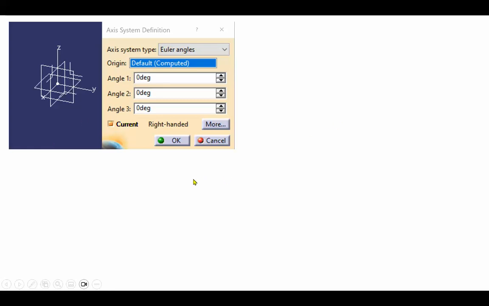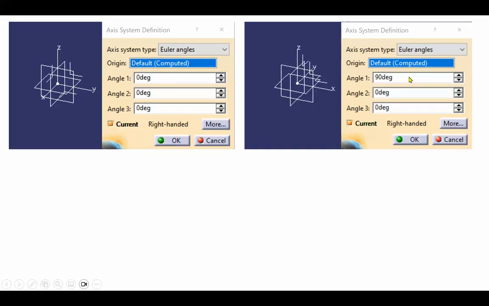Suppose I put 90 degrees for angle 1. What does that do? Let me show you. I put 90 degrees. Notice what it did. It changed things. The original Y was going to the right. Now it's going backward. So what happened here?